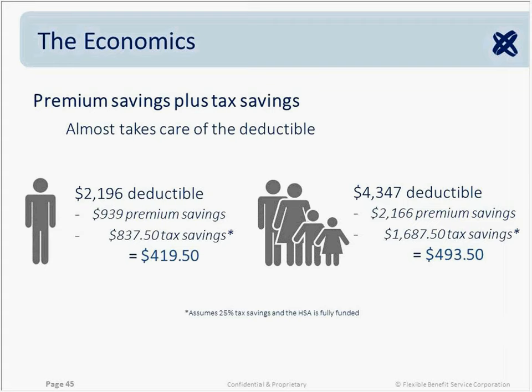And the math works similar for the family plan. We know the average qualified high deductible health plan deductible, at least from 2015, from the Kaiser Family Foundation survey, is $4,347. But the average qualified high deductible health plan is going to have a premium of $2,166 less. And again, if we fully fund that HSA at the family level, there's going to be almost $1,700 in tax savings. Again, taking away almost all of that deductible, just shy of $500 left. So the economics really start to make sense in many scenarios.